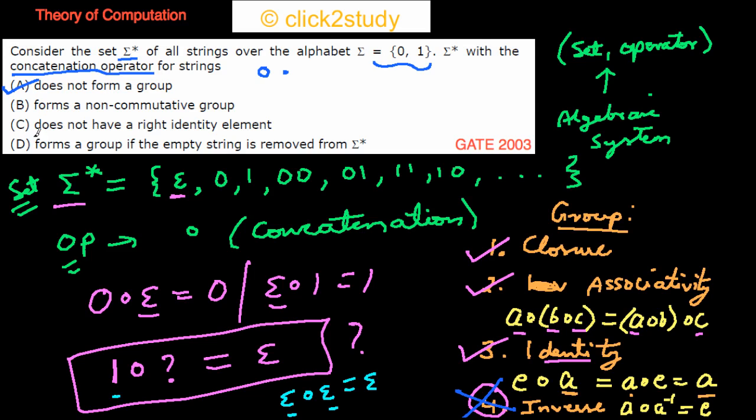Okay, and you can see that there's no point of talking about non-commutative group or right identity element, because it does have a right identity element. Forms a group if the empty string is removed from. This is obviously wrong. So yeah, this A is the correct choice.